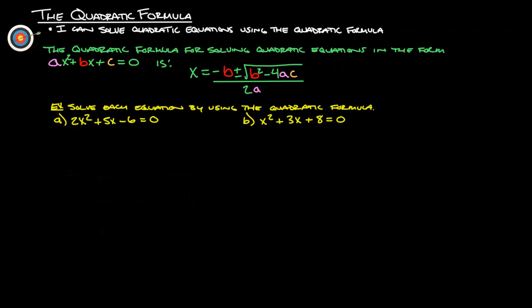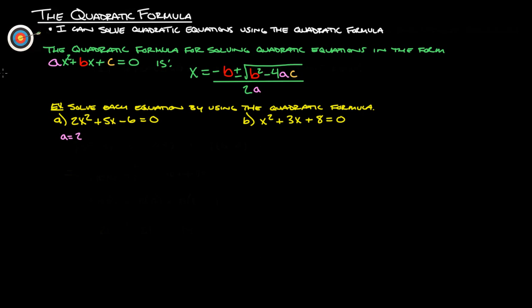Okay? Now, let's do this. We're going to solve each equation by using the quadratic formula. Okay? Now, we've got this equation here. Whatever is in front of the x squared is what the a value is. So that a is going to equal 2, because that's whatever's in front of the x squared.